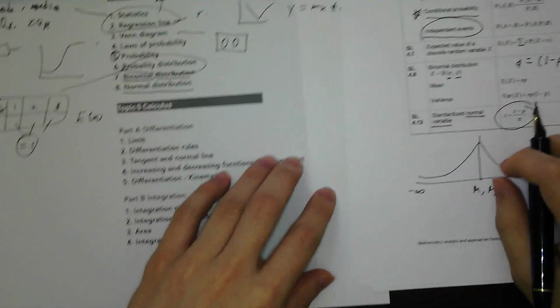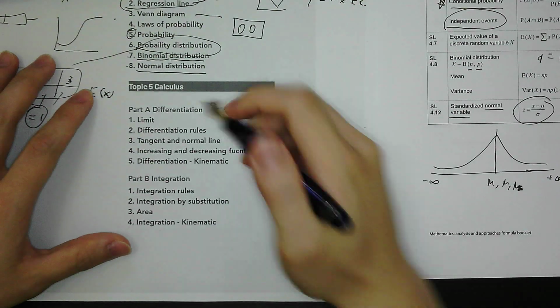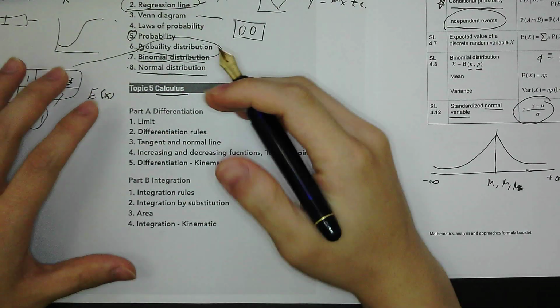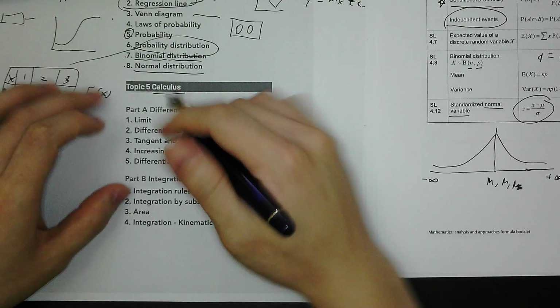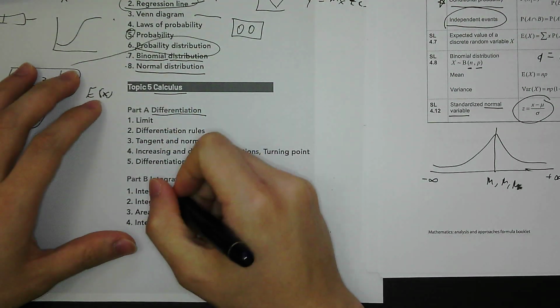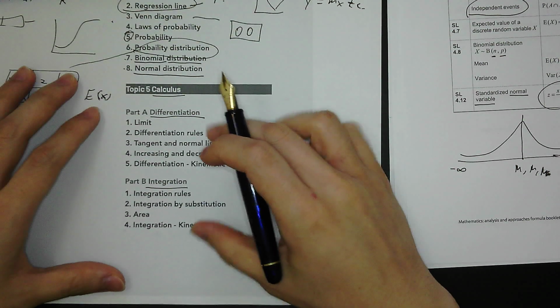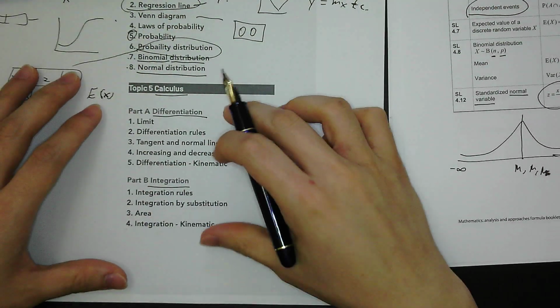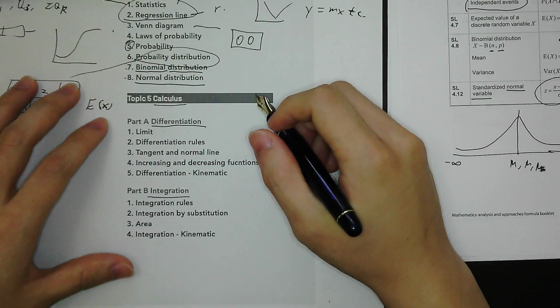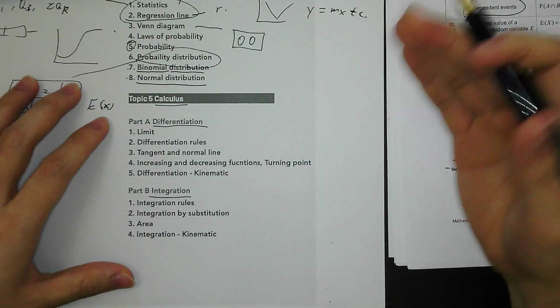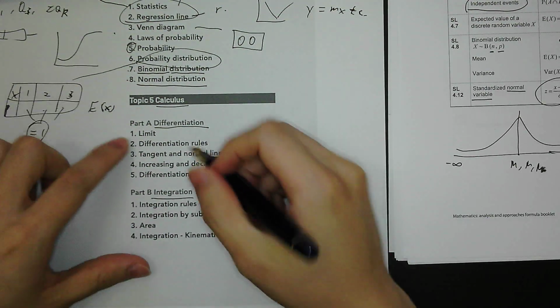Yeah. And the last topic will be topic 5, calculus. In this topic, there are two separate parts. Part A is differentiation, and part B is anti-differentiation, or you can say integration. We have 9 notes in total for this topic. Very similar to the old IB MYP SL syllabus. The first note is limits.